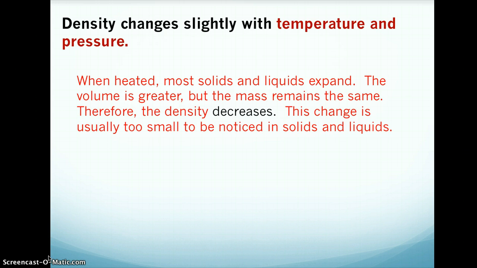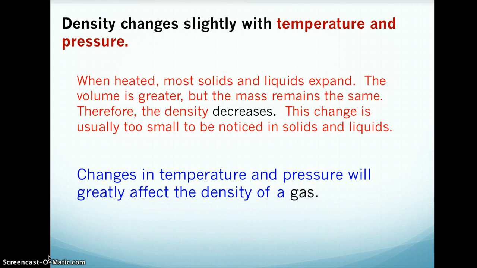This change is usually too small to be noticed in solids and liquids, but we absolutely can see that difference with a gas. Just think back to when we blew up the balloon, and we heated it and then we cooled it. You absolutely saw that there was a change in volume, and that change in volume greatly affects the density of the gas.